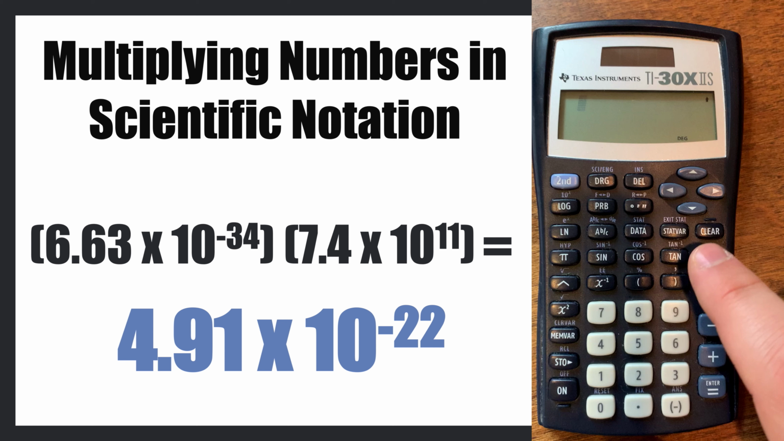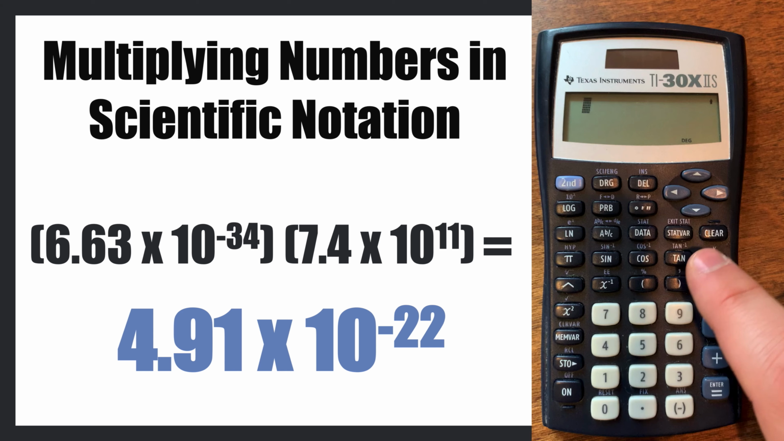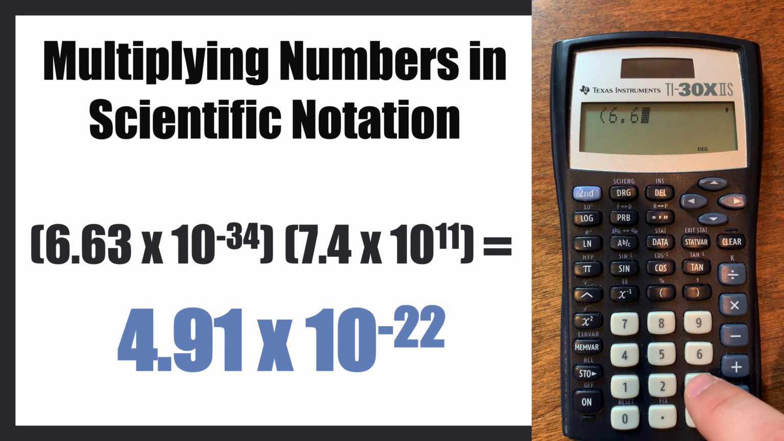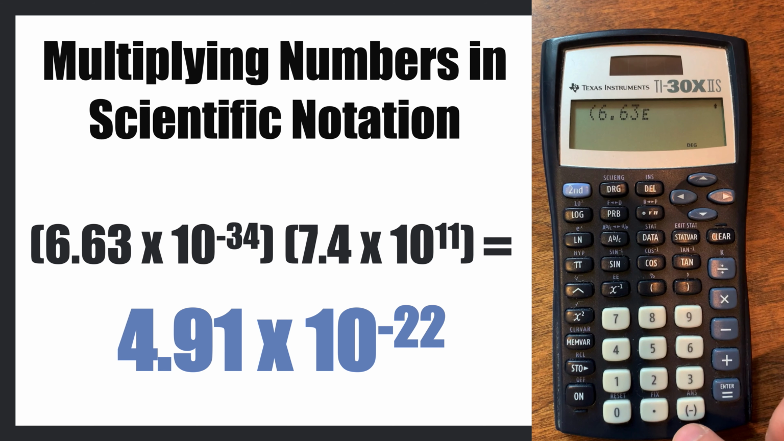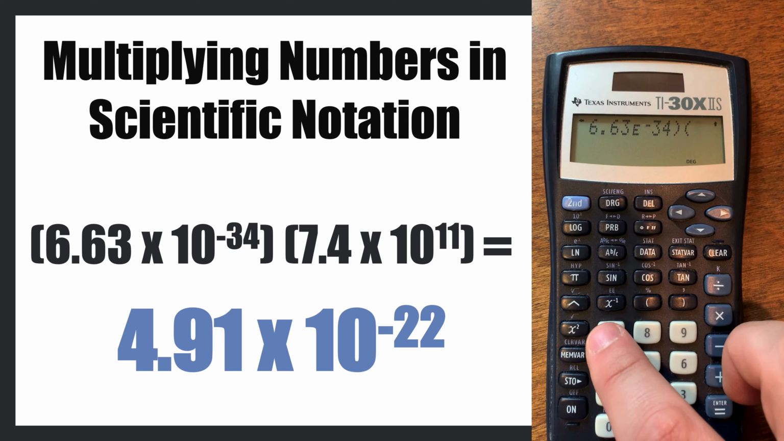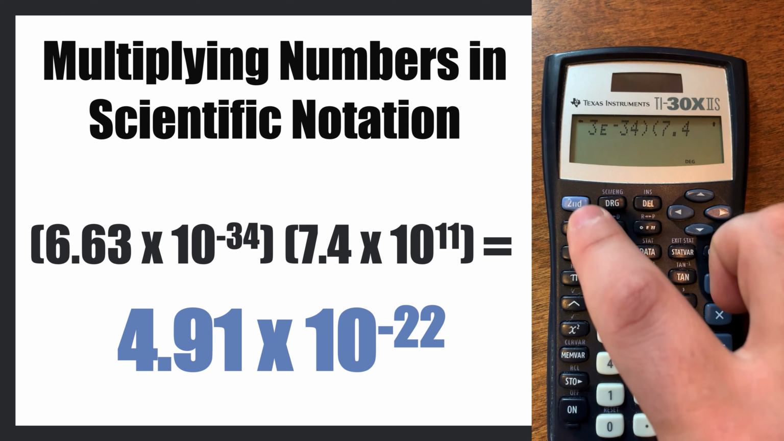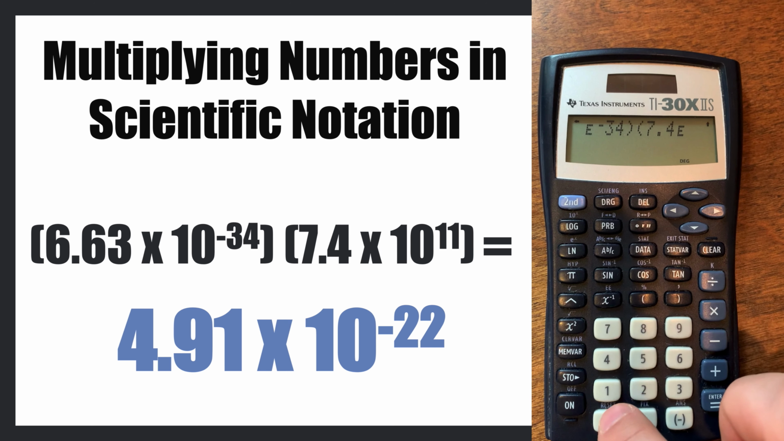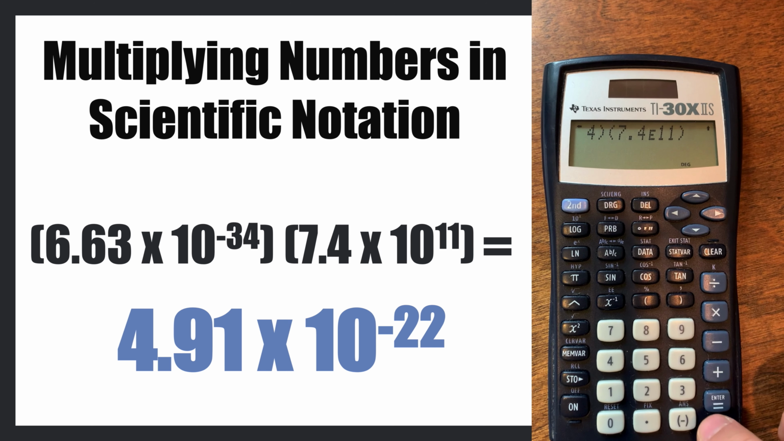There are two different types of calculations that you're going to be doing with numbers that are in scientific notation. The first is multiplying, and the second is dividing. Let's look at this problem right here: 6.63 times 10 to the negative 34 times 7.4 times 10 to the 11. Let's see how you would put that into the calculator. You would do parentheses, 6.63, second button, hit that button to get the E, negative 34, parentheses, another parentheses, 7.4, second button, put my E in, 11, parentheses, and then hit enter.